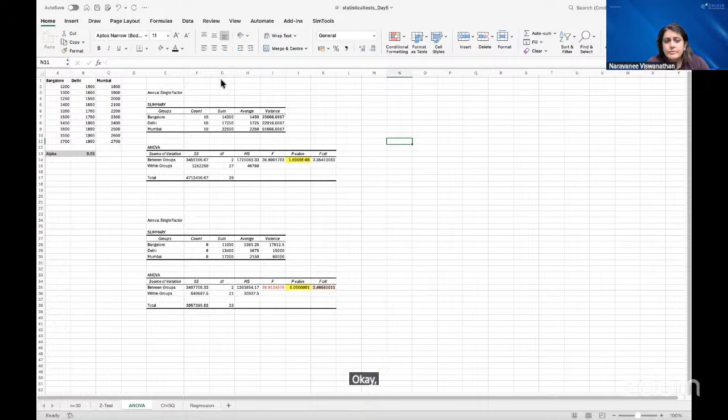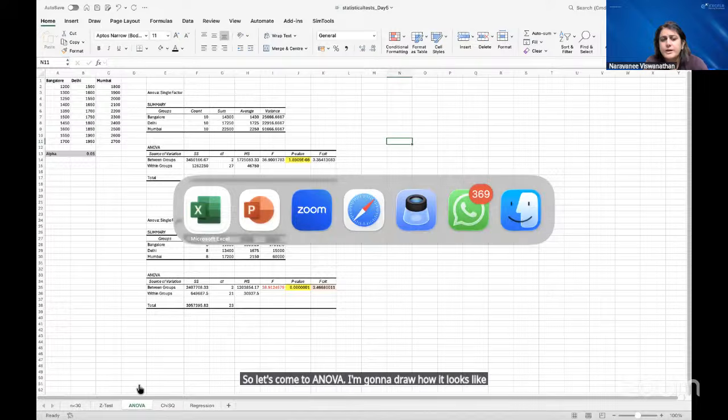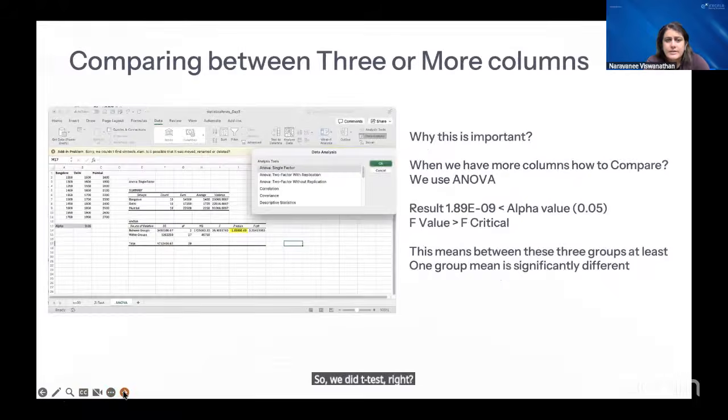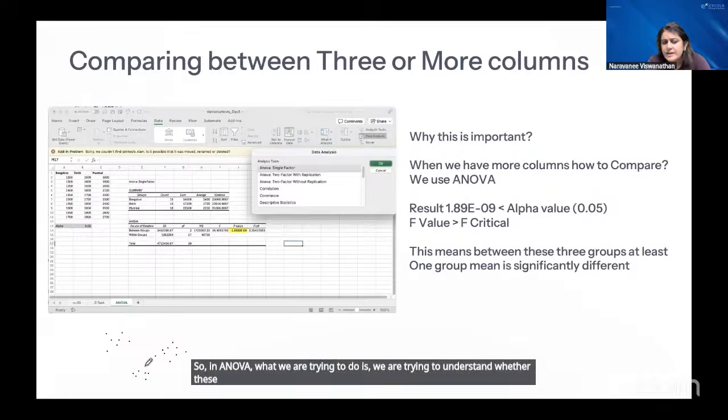Okay. So let's come to ANOVA. I'm going to draw how it looks so that you understand what it is. So we did T test, right? Whenever you are having 3 or more columns, you use an ANOVA. This is what I was telling you. So basically, what we are trying to do is I've got a set of data, right? In ANOVA, we are trying to understand whether these data are nearby or are they close. That's what we are trying to do.